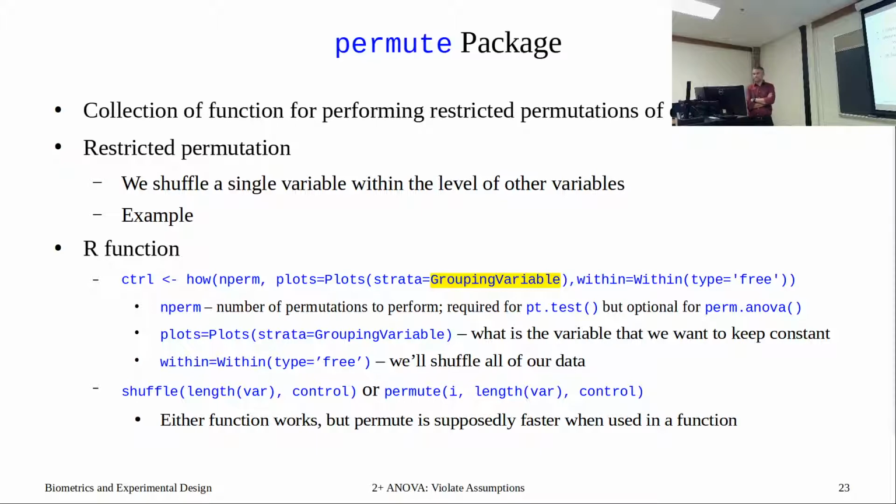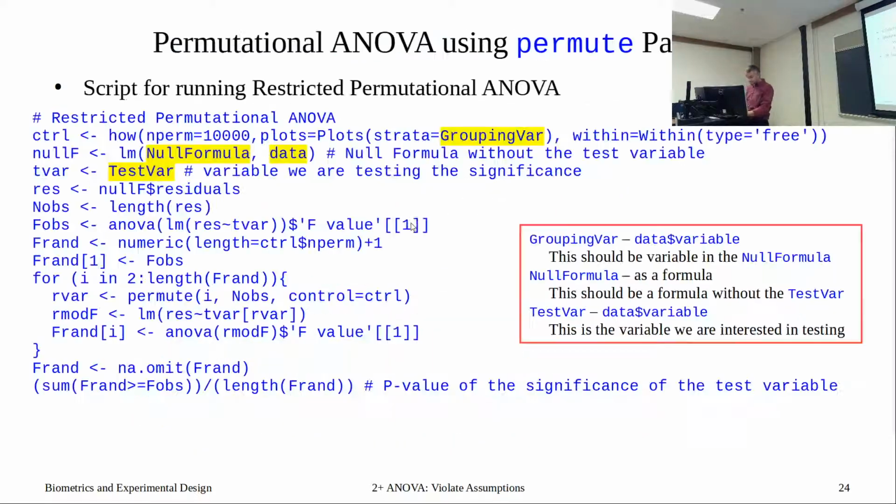All right. And then our shuffle function, we can use shuffle or we can use permute. Permute is supposedly faster when it's used in a function. So using it as part of, let's say, the aggregate function, it's supposed to be faster. I don't know if it is or not. None of our data sets are ever that large or complex to have a noticeable effect.